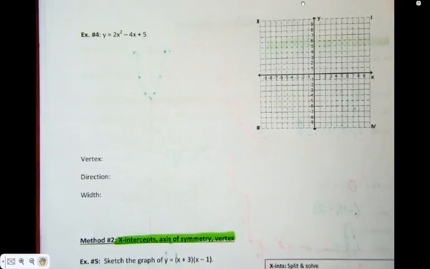What's wrong with this one? This is in standard form. We don't need it in standard form. We need it in vertex form. How do we change it to vertex form? Complete the square, what we did yesterday. So you guys walk me through it.